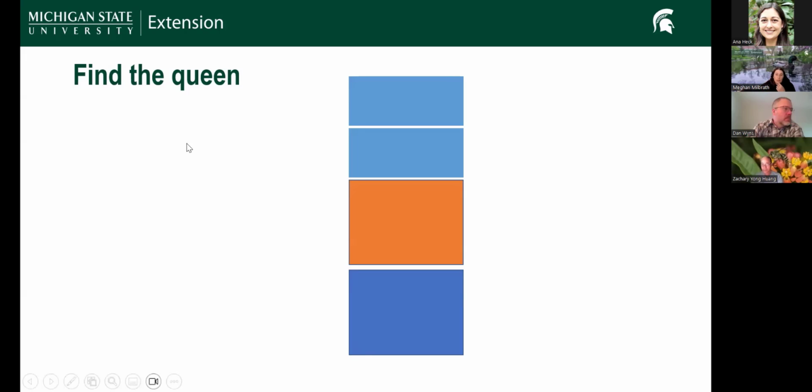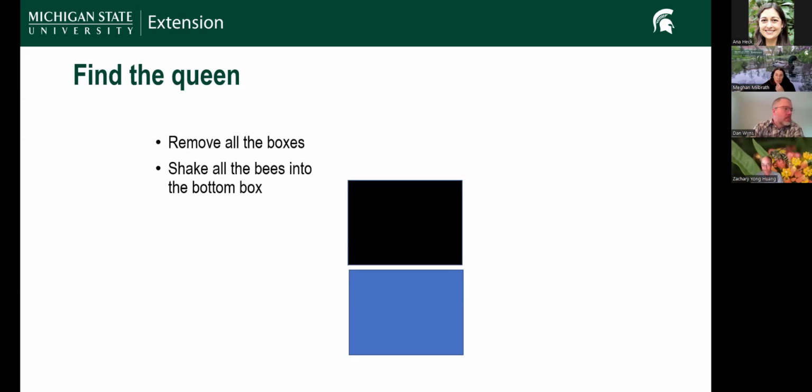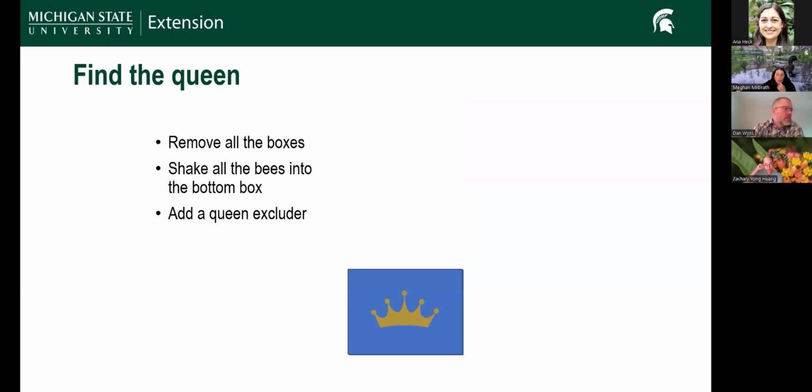So this is the way that I generally do it: if I've got my 2 deeps, I remove all the boxes, and then I shake all the bees into the bottom box. So this black box is representing a completely hollow box that I'm just using as a funnel. So it's an open box with no frames. You shake all the bees from the other boxes into that bottom box. And then because you've shaken all the bees down there, by definition, you would have shaken the queen down there.